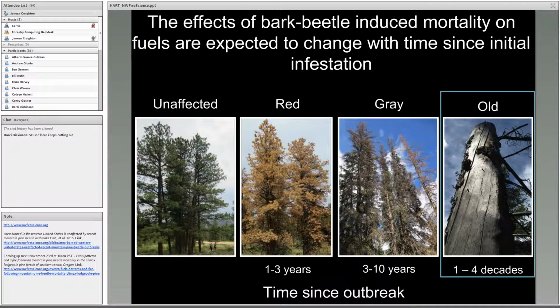Then people can talk about the old stage or the silver stage, and these are outbreaks that have occurred decades ago. And during this stage, we start to see an increase in coarse woody debris on the forest floor and kind of an increase of trees regenerating into the forest canopy. So collectively, we expect that there are changes in the fuel profile that occur as trees move from unaffected to the red stage, to the gray stage, and the old stage. And these stages are expected to change fire behavior.